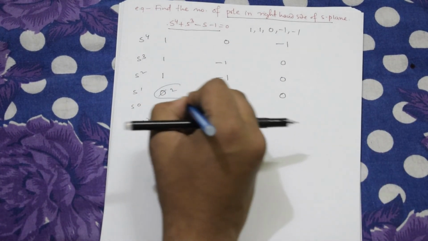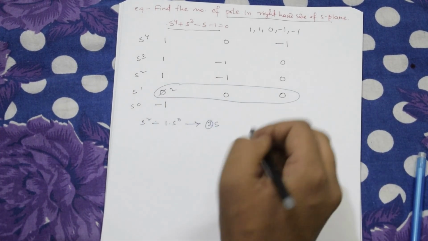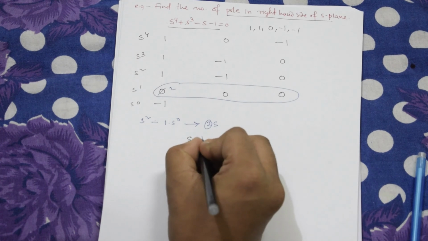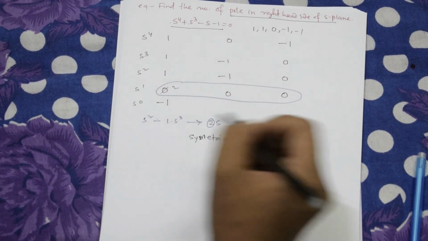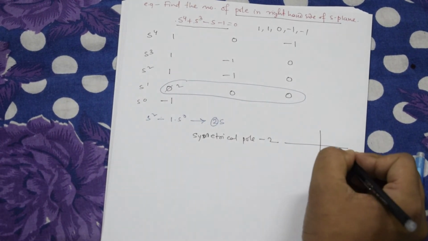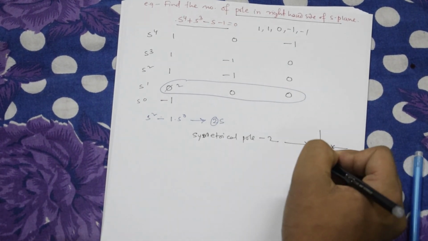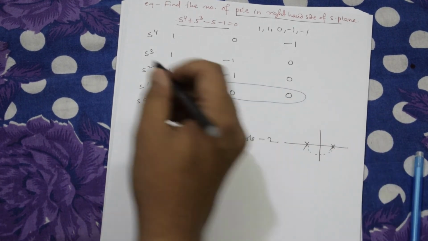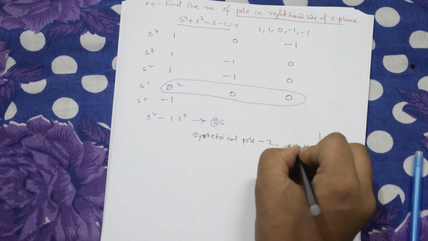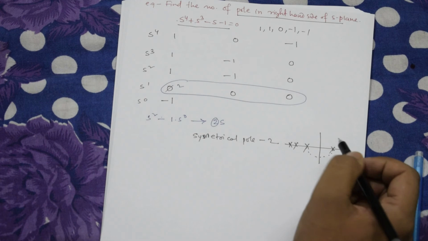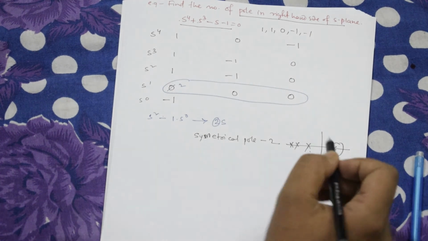Now we can say that the row of 0 is this one, and below that one sign change is there. The number of symmetrical poles is 2, and one sign change is there. That means a pole is in the right hand side of the S-plane, and the symmetrical pole, one symmetrical pole will be there in the left hand side also. And there is no sign change before the row of 0. That means 2 poles will be there in the left hand side. That means in total 1 pole is there in the right hand side. So the question is the number of poles in the right hand side of the S-plane, which is 1.